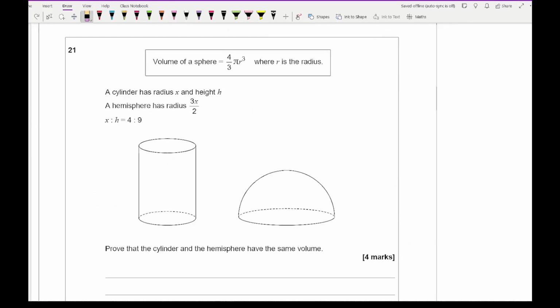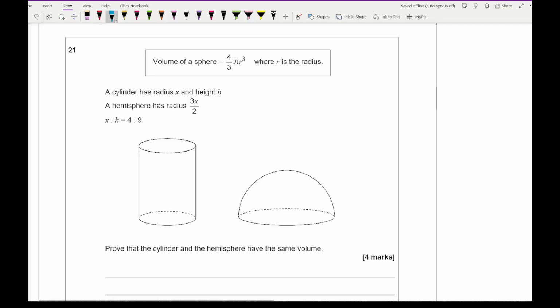So now moving on to our last question, it says that a cylinder has a radius of x and a height of h. A hemisphere has a radius of 3x over 2, and the ratio of x to h is equal to 4 to 9. And the question is asking us to prove that the cylinder and the hemisphere have the same volume.